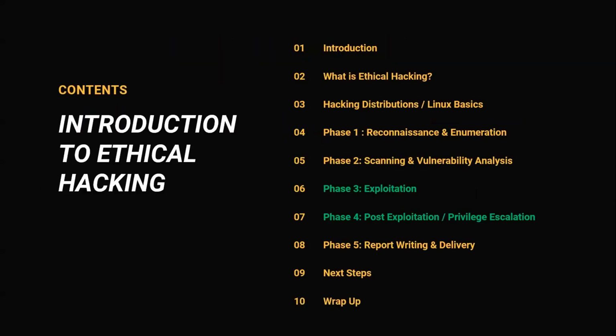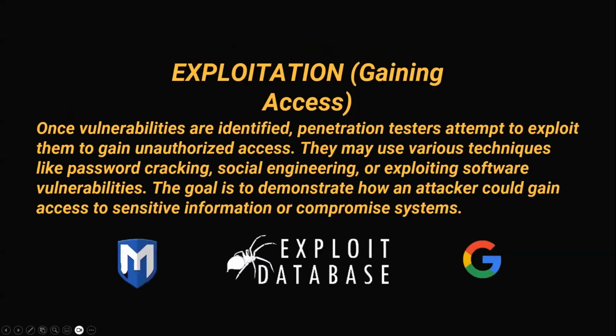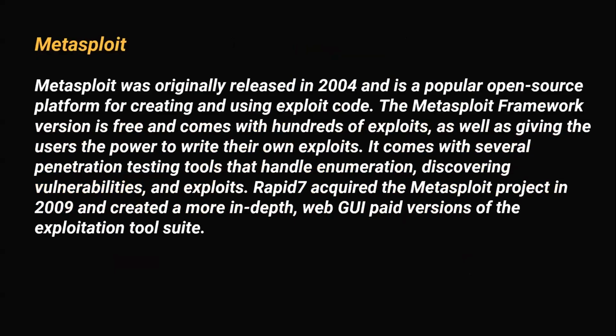Now we're moving into exploitation. We're going to do exploitation and then post exploitation at the same time. Exploitation is where you're gaining access. Once vulnerabilities are identified, the penetration testers attempt to exploit them to gain unauthorized access. They may use various techniques like password cracking, social engineering, or exploiting software vulnerabilities. The goal is to demonstrate how an attacker could gain access to sensitive information or compromise systems.